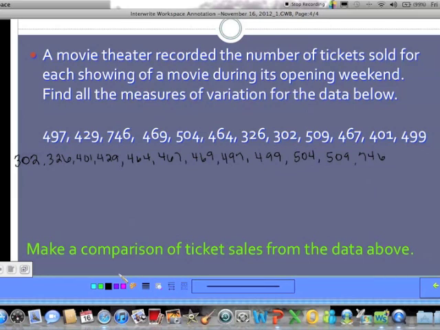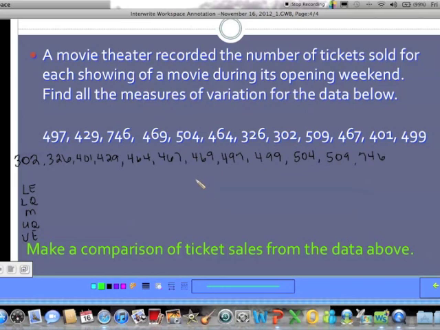All right, so first we're looking for the 5-number summary. So we're looking for the lower extreme, lower quartile or Q1, median, upper quartile, upper extreme. Okay, that's what we're looking for first. So I've put my numbers in order from least to greatest. Now I'm going to find the median of the data.